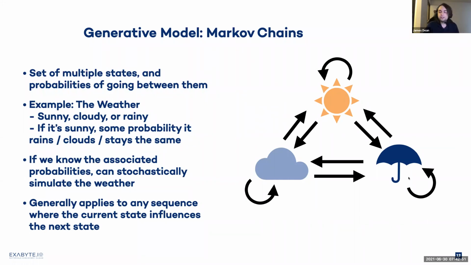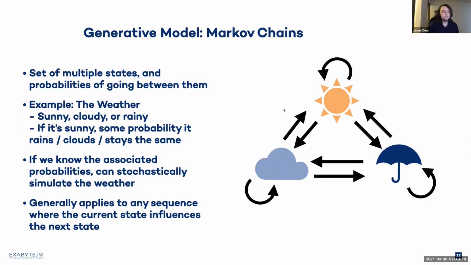And so we've got different states and probabilities going between them. For example, I live in California, so it's probably sunny outside right now. It's probably going to stay sunny, but maybe there is some low probability that it eventually does become cloudy. And that probability is probably a little bit greater than the probability that it immediately starts raining.